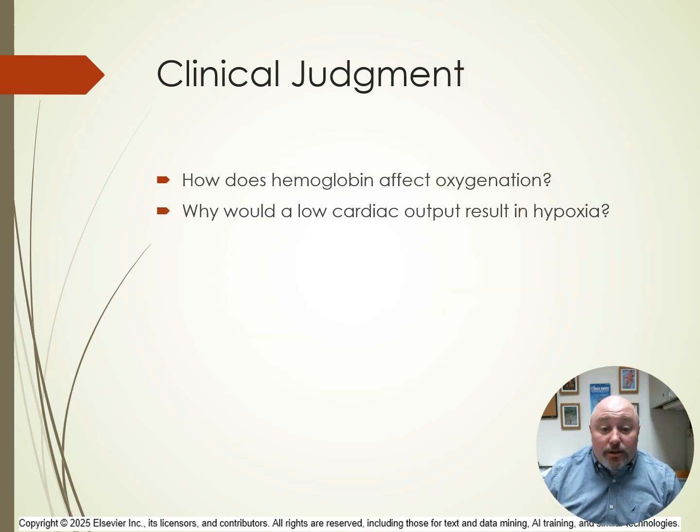In the case of clinical judgment, how does hemoglobin affect oxygenation? And again, that low cardiac output. Adequate tissue oxygenation depends on a balance between O2 supply and demand. And the mechanism for delivering that oxygen to the tissues is cardiac output. A normal cardiac output results in the delivery of 600 to 1,000 milliliters a minute of oxygen, which generally exceeds the normal amount of oxygen O2 needed by the tissues.